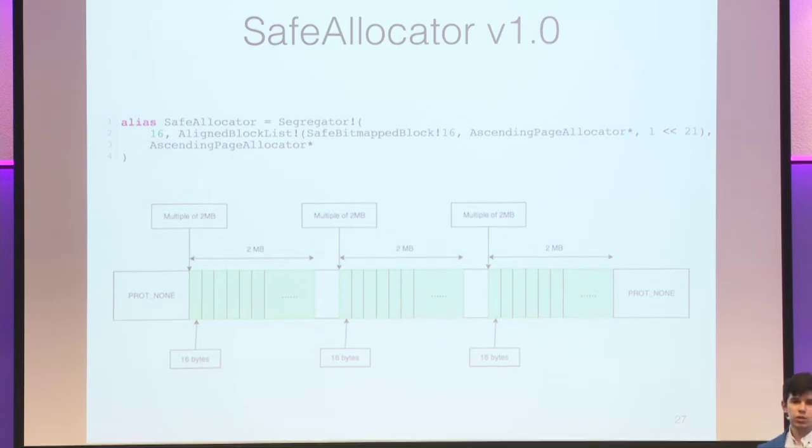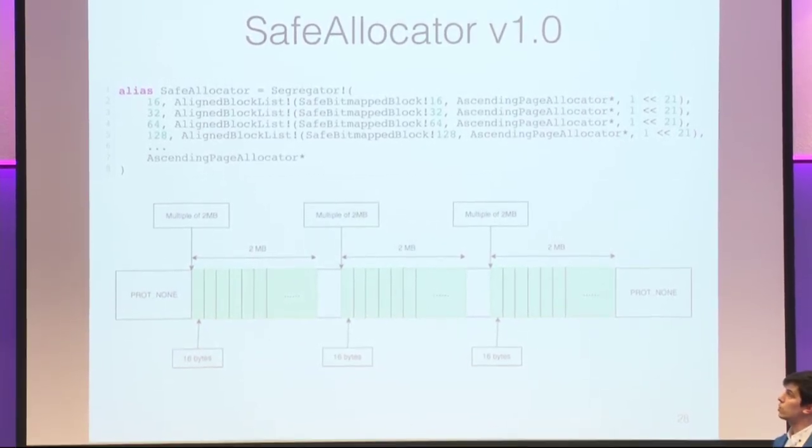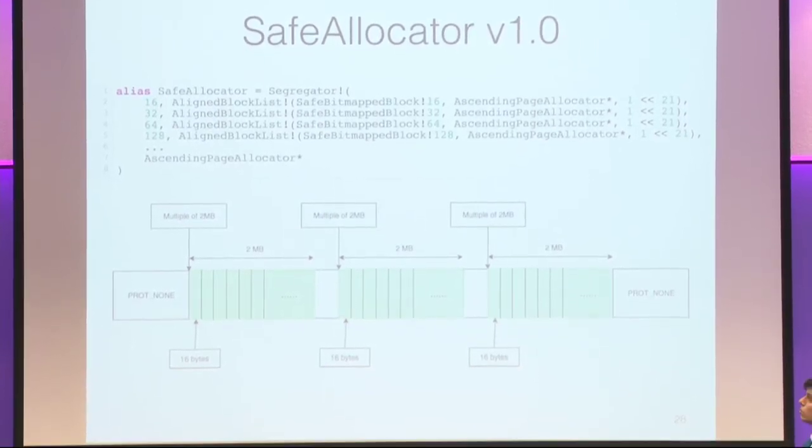But what if we want to support other block sizes? Let's say, make it more general, support 32 bytes, 64, and so on. So any ideas how we can change this code to support also other block sizes? Yeah, sure. Yeah, so we're going to just copy paste that line basically, but change the block size. So if we want to allocate between 16 and 32, we're going to use a different align block list. This one has a safe bitmap block with 32 bytes, and so on. Between 32 and 64, another align block list, and so on.